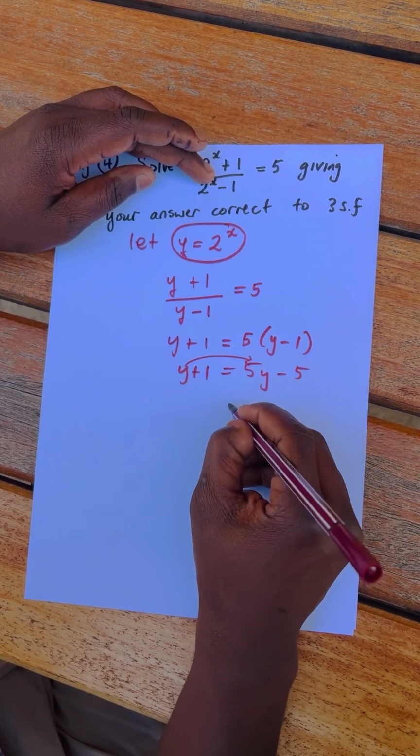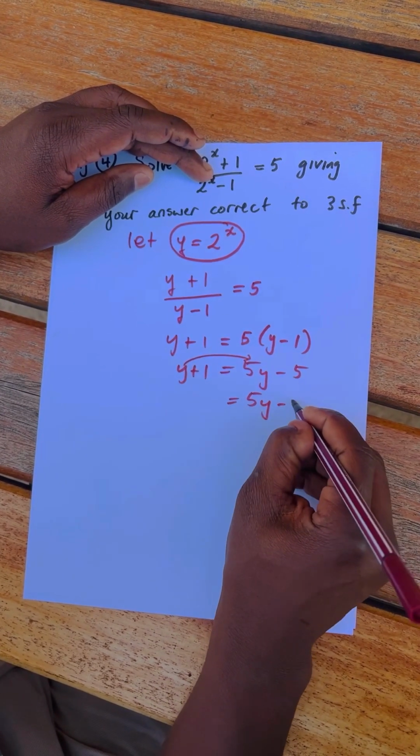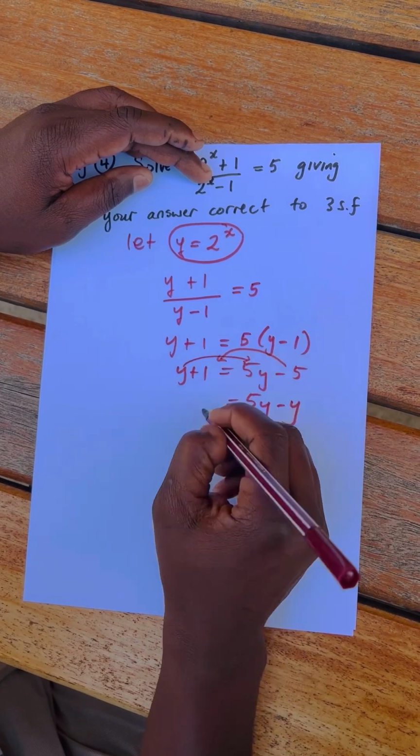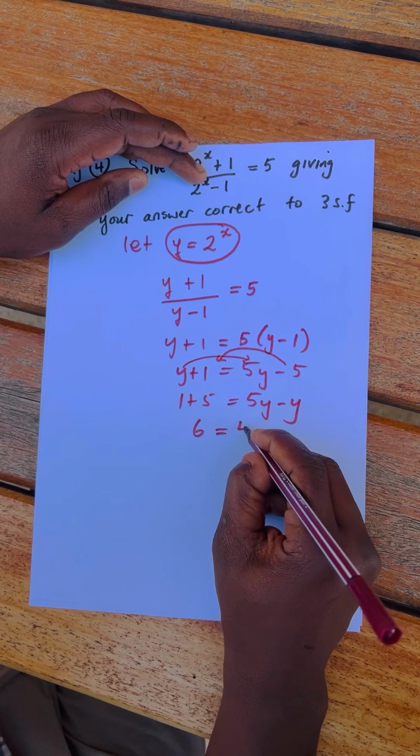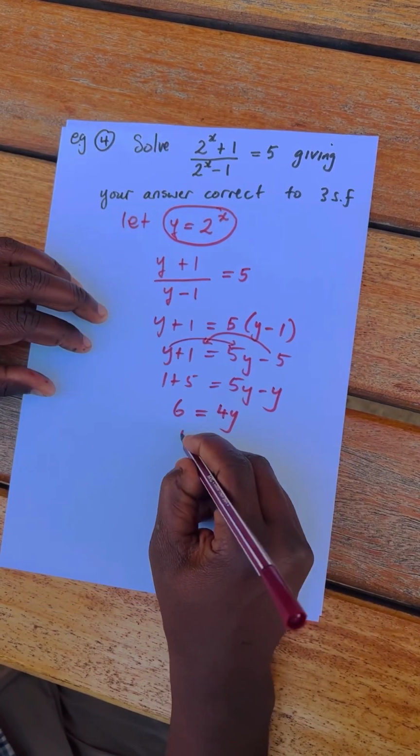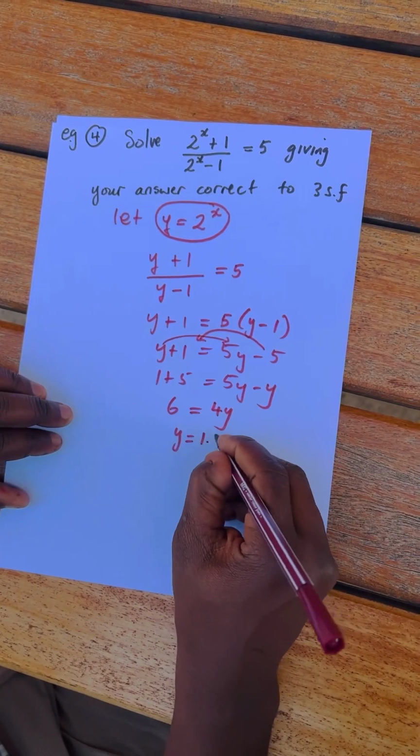I can take the y there. I have 5y minus y. I can take the 5 there: 1 plus 5. So I have 6 equals 4y. So my y is 1.5.